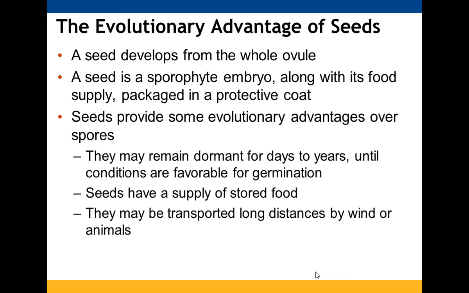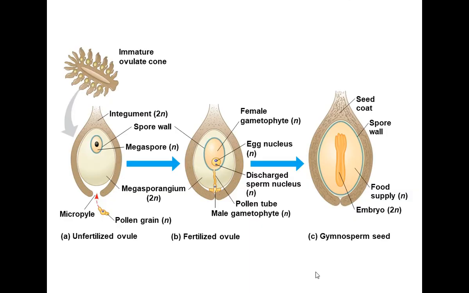Again, you've got the sporophyte embryo and its food supply surrounded with one another. We'll talk a little bit more about the food supply, the endosperm, in a couple slides. They're able to remain dormant until they need to germinate. Again, they have their own food source and they can travel. So there's the integument that we were talking about before. In a gymnosperm seed, we talked about how the gymnosperms only have one of those.